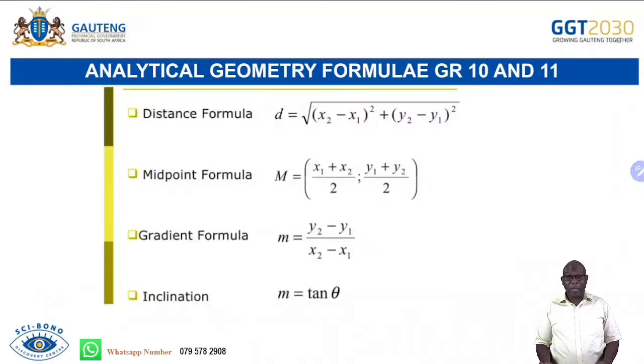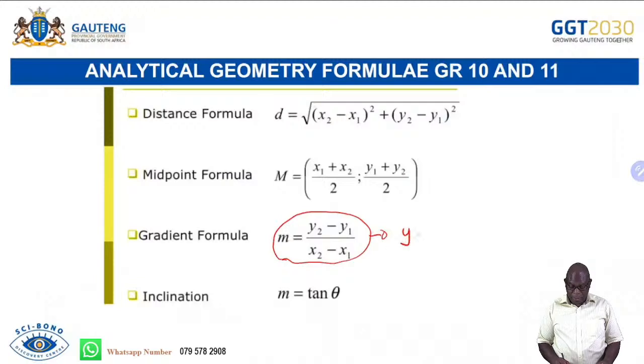So you realize that I did not put the equation of the straight line, because the equation of the straight line formula is basically the same formula as this one, but we can just put it in there. So that formula will be y minus y1 equals m into x minus x1. So that's the formula of a straight line.